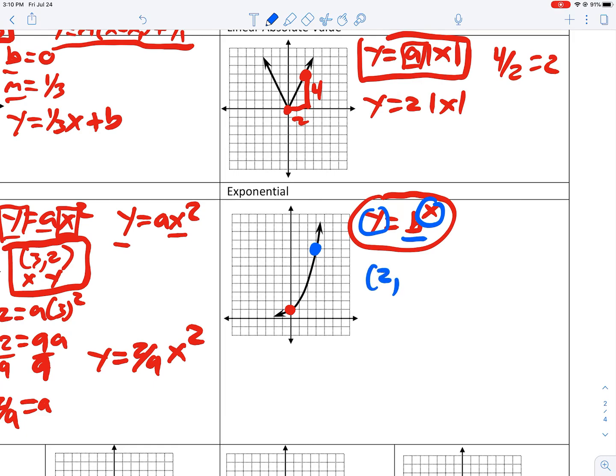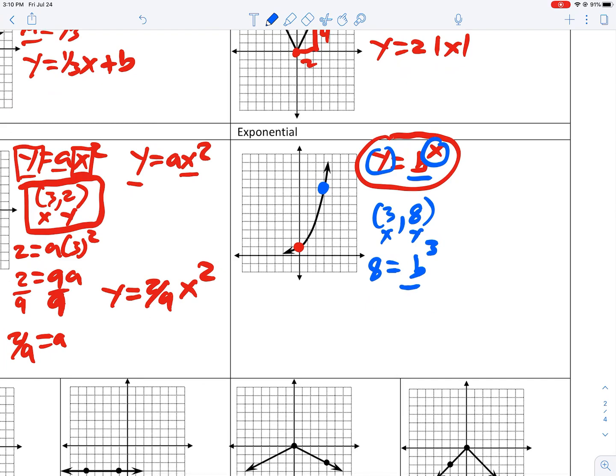So that's 2, that's 3. We go 1, 2, 3, and then 1, 2, 3, 4, 5, 6, 7, 8. So this is x, this is y. So 8 equals b to the third. So what number do you cube to get 8? That would be 2. So your equation is y equals 2 to the x.